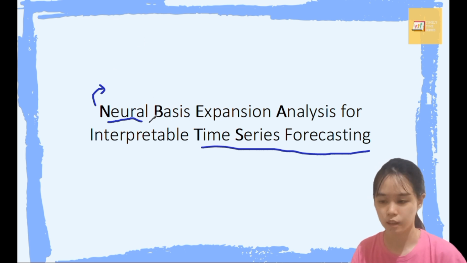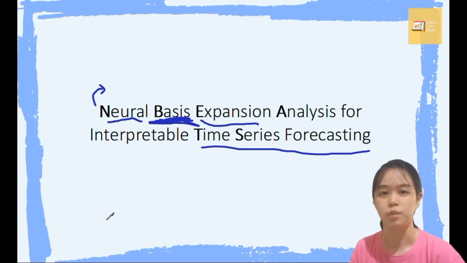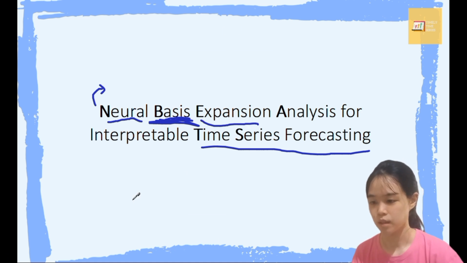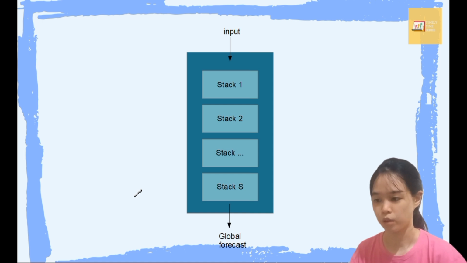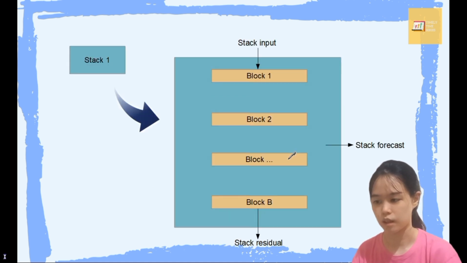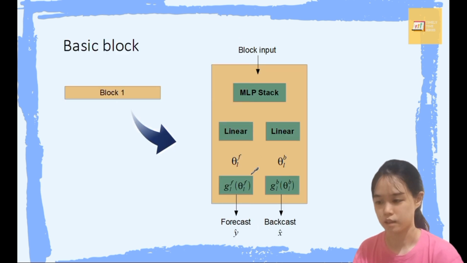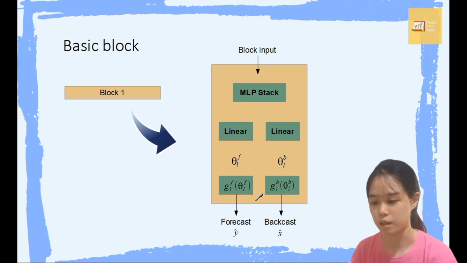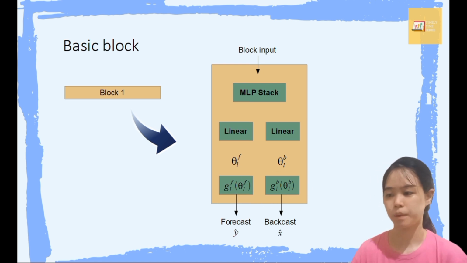And we will see that in addition to the fully connected layer, we will also have basis layers. That's why we have the word basis here, basis expansion. Now let's look at the full model first. The model consists of several stacks, and each stack has several blocks, each of which has some fully connected layers, and this one is the basis layers. This is our basic block.